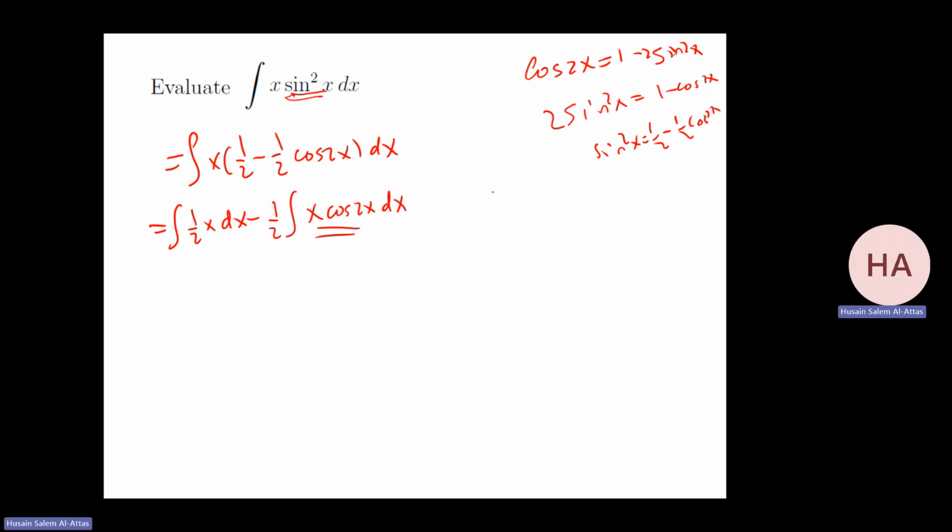I need integration by parts, which is an easy one. u equals x, dv will be cosine 2x dx, so v is minus half cosine 2x plus c. So I think now it's very clear.